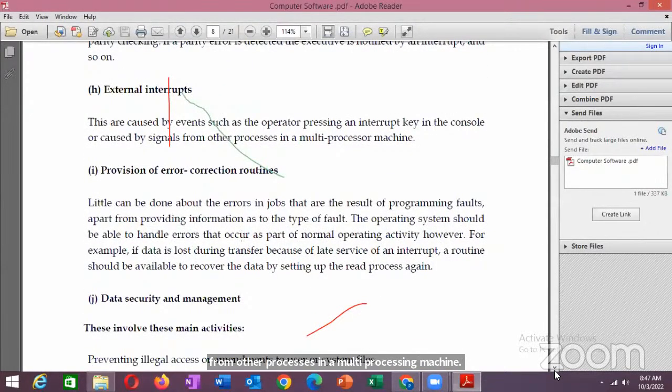So, provision of error correction routines. Little can be done about errors in jobs that are the result of programming faults. Apart from providing information as to the type of fault, the operating system should be able to handle errors that occur as part of normal operating activity. For example, if data is lost during transfer because of late service of an interrupt, a routine should be available to recover the data by setting up the read process again.